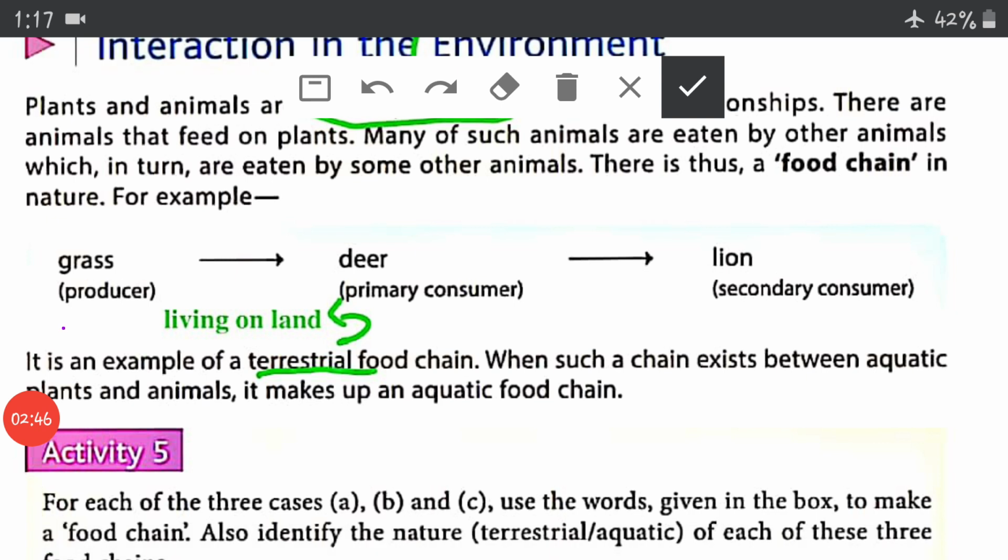This type of food chain is an example of a terrestrial food chain. Terrestrial means living on land. So grass, deer, lion, all three live on land only. They exist on land, so we call this food chain a terrestrial food chain. Let's discuss some other examples also.